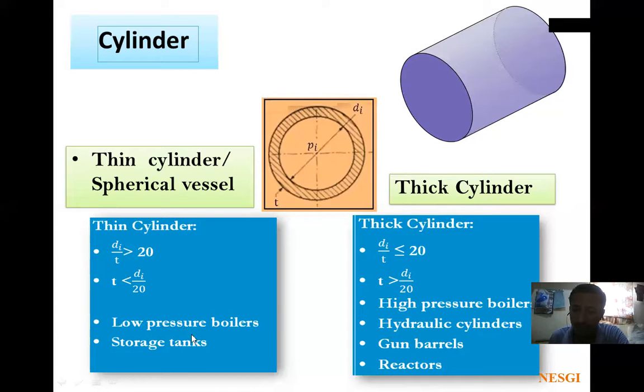Especially, thin cylinders are used for low pressure boilers and storage tanks. You can say in storage tanks the pressure is low, so wherever the pressure is low, thin cylinders are used. Wherever the pressure is high, like high pressure boilers and gun barrels, thick cylinders are used. Gun barrels involve very high pressure because bullets are fired through that barrel, and also reactors. So these are the applications of thick cylinder, and those are the applications of thin cylinder.